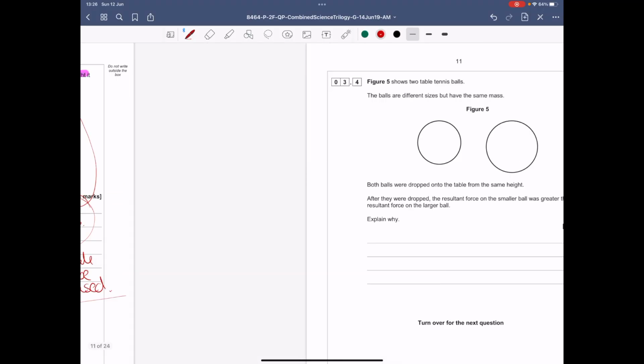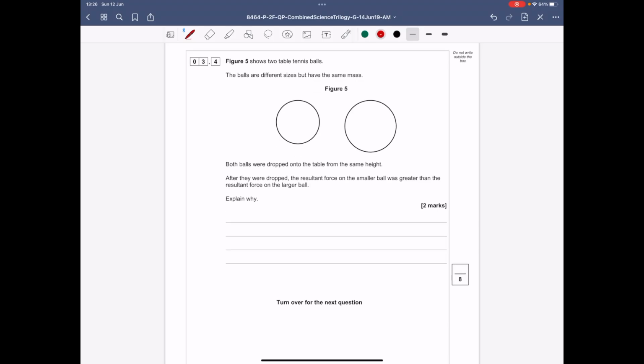Okay. Question 3.4 then. Figure 5 shows two table tennis balls. The balls are different sizes but have the same mass. Both balls were dropped onto the table from the same height. After they were dropped, the resultant force on the smaller ball was greater than the resultant force of the larger ball. Explain why. So the overall force on the smaller ball means it was going ever so slightly faster than the one of the larger ball.